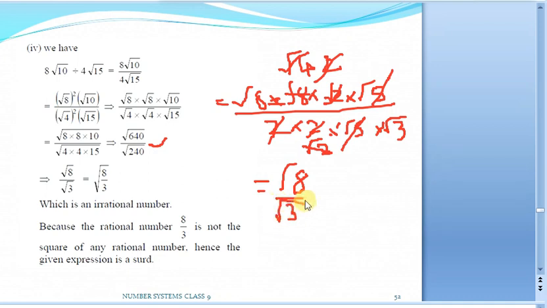Just we can use whatever method we want. So the entire thing will boil down to root over 8 by 3. Again, we have to check whether this entire thing is an irrational number or not. So this is going to be an irrational number, and this is in the form nth root of a. So nth root of a.